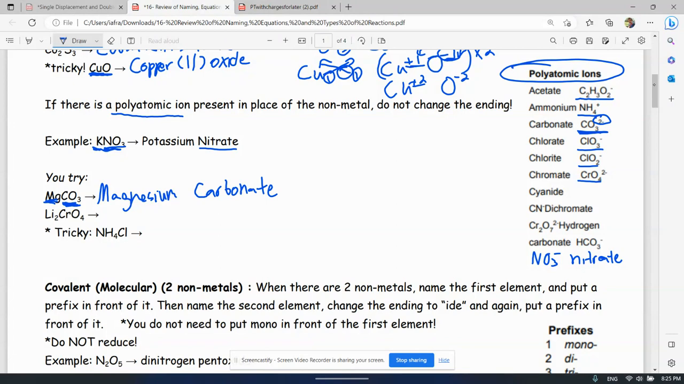Let's try the next one. Here we have Li2CrO4. So we know it's ionic with polyatomics. So this is lithium. The CrO4 is over here. That's chromate.